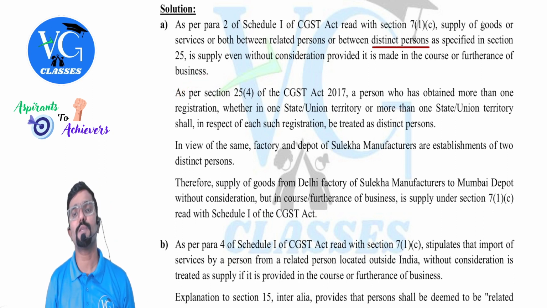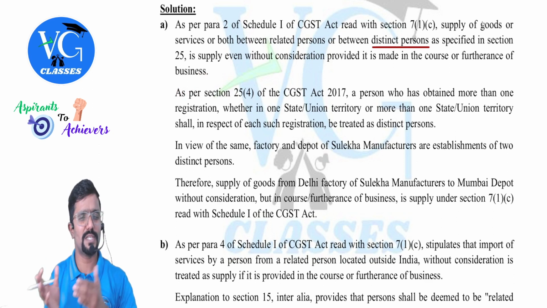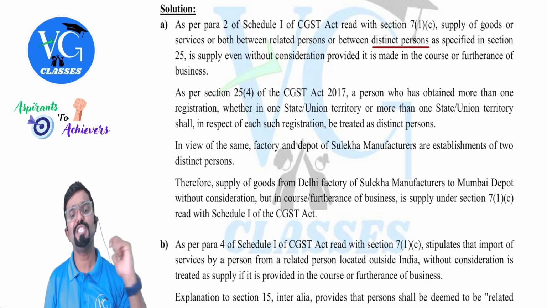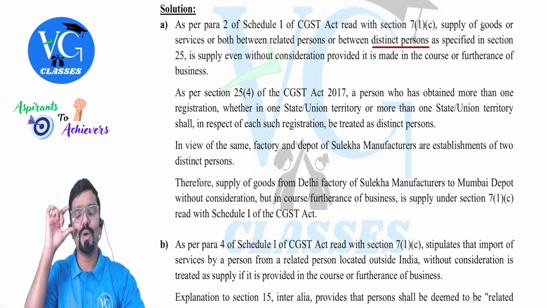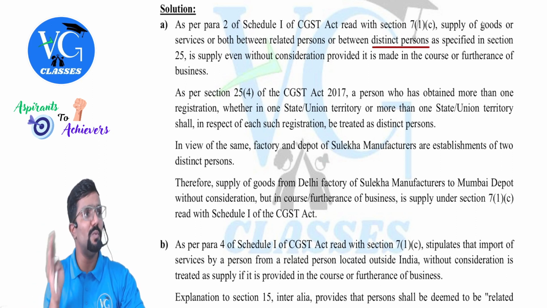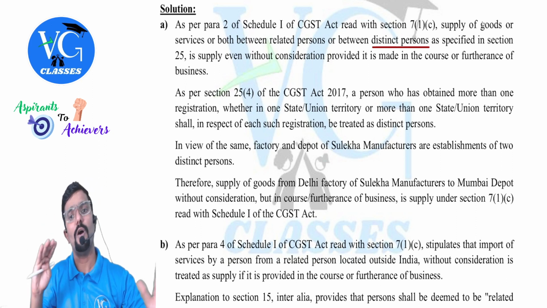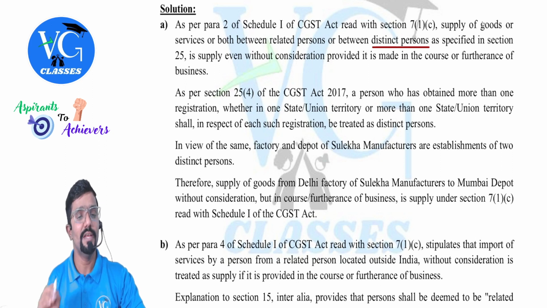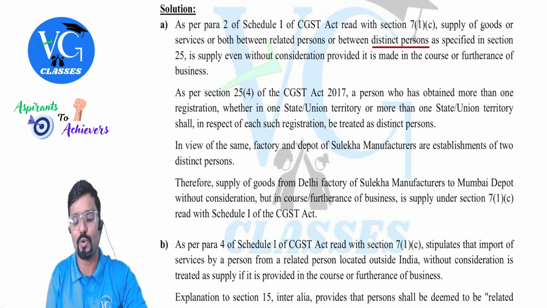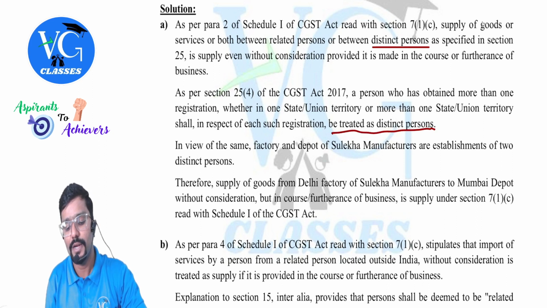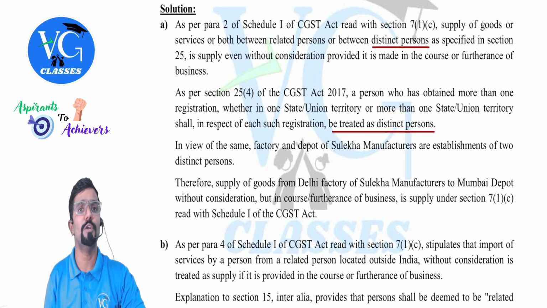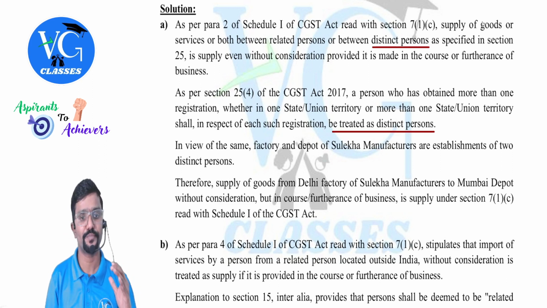As per section 25 subsection 4, or if you don't remember the subsection, at least write the main section, of the CGST Act 2017: a person who has obtained more than one registration, whether in one state or union territory, or more than one state or union territory, in respect of each such registration, what do we call them, guys? Distinct person. So here, Delhi registration and Maharashtra registration, do we call them distinct persons? Yes, Mumbai is a part of Maharashtra, guys.